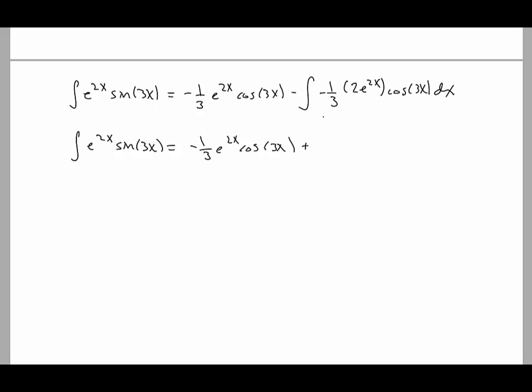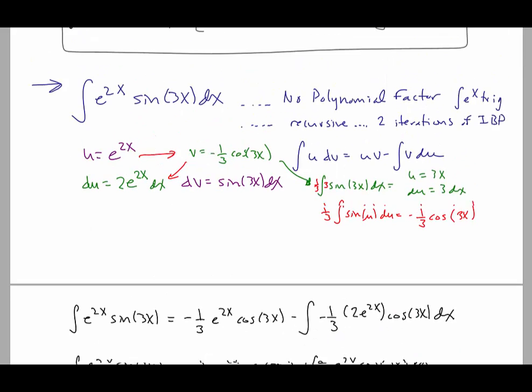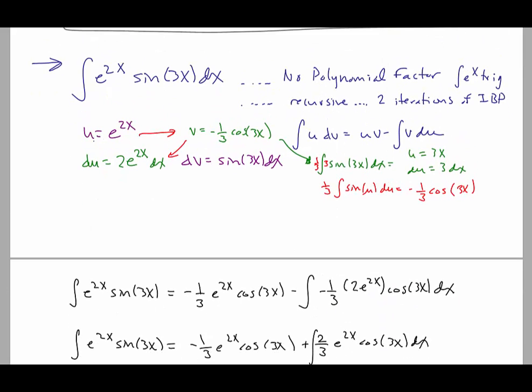Okay, a negative times a negative is a positive, and then I have my 2/3. Now some people would pull the 2/3 out, some people will leave it inside the integrand. It doesn't matter. So I have 2/3 e to the 2x cosine of 3x dx. Okay, so I'm going to use integration by parts again on this piece. Now when I choose my u and my dv, I really don't get to choose, I have to come up here and have a look.